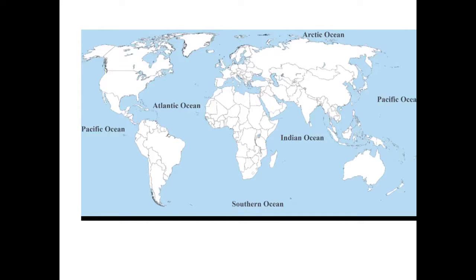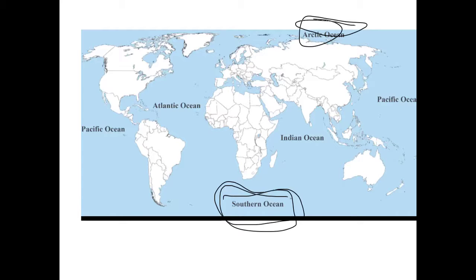This is a map of the oceans of the world. We have the Arctic Ocean, which is right up here at the top where it's very, very cold. We have the Southern Ocean, which some books talk about, some books don't, but that's in the south. It's touching all the other oceans, so I wouldn't say it's an unimportant ocean, but it is one that some books talk about and some don't.